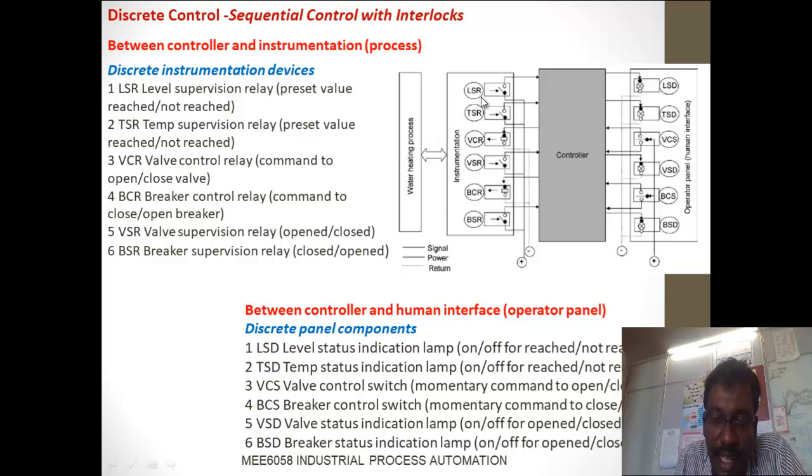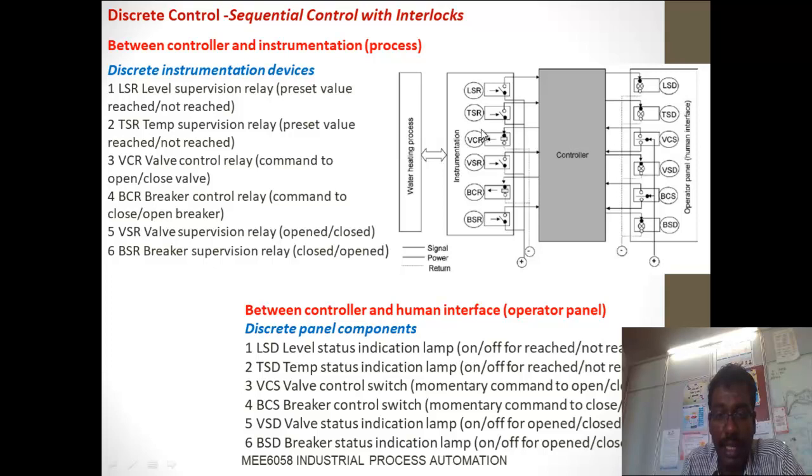What I am saying is that here we are having three sensors: level sensor, temperature sensor, and valve control relay. Okay, for these three sensors we are proposing the valve control switch, brake control switch, and valve suppression, brake suppression relay. Okay, so these are three processes to monitor what's happening in the water heater automation. Here we are proposing the relays, on off controllers, between the instrumentation and control systems.